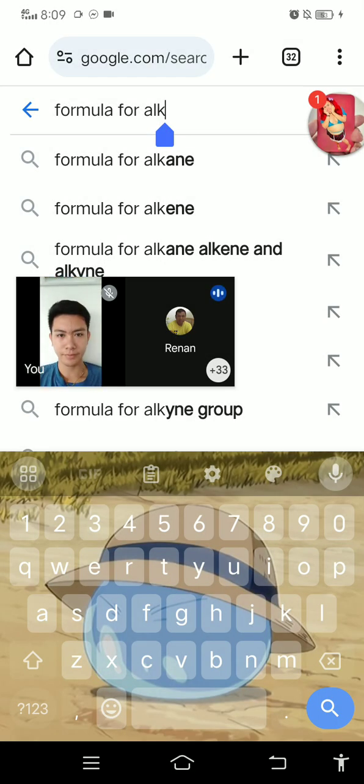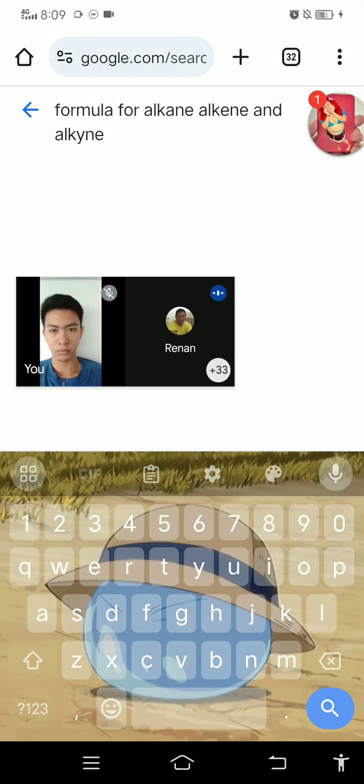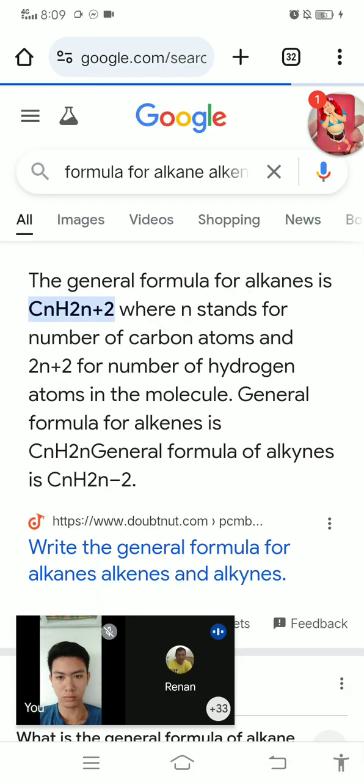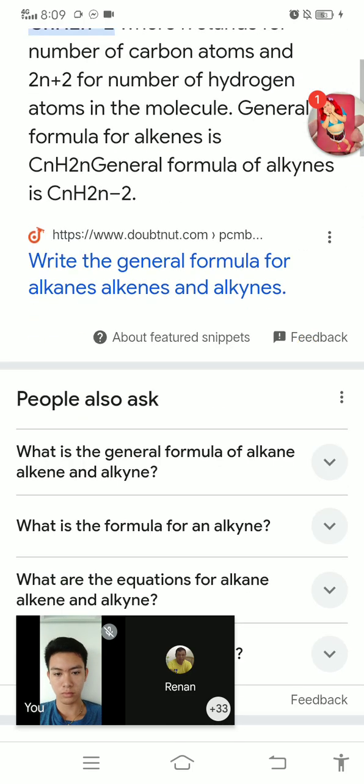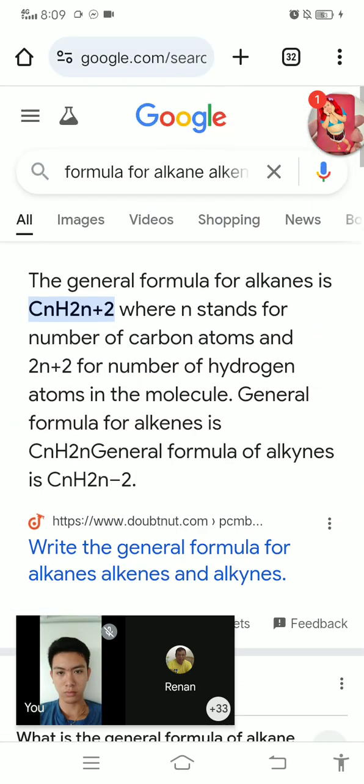And what is the formula for methane? Methane is with one C. What will happen to the H? What is the formula?